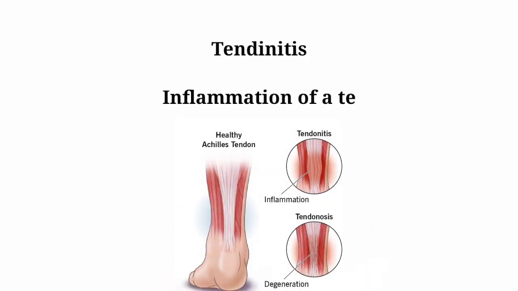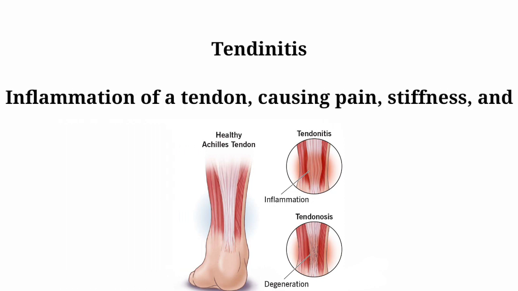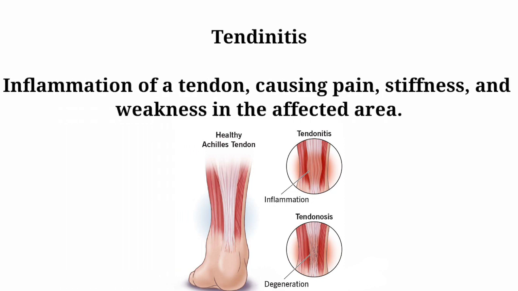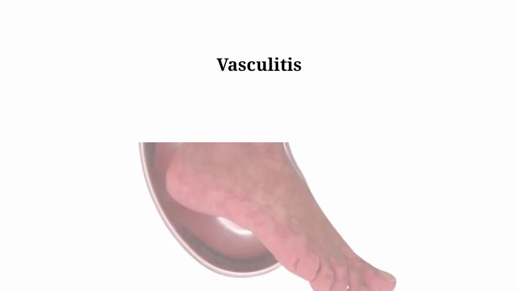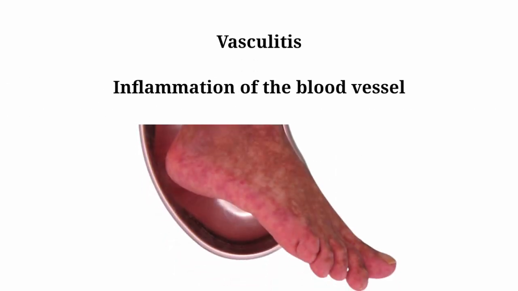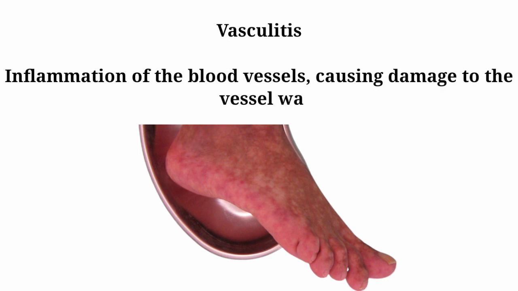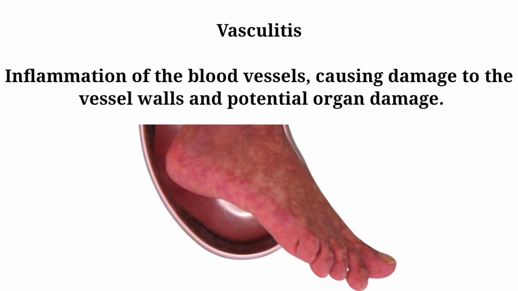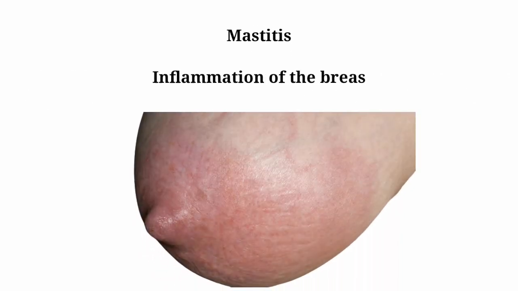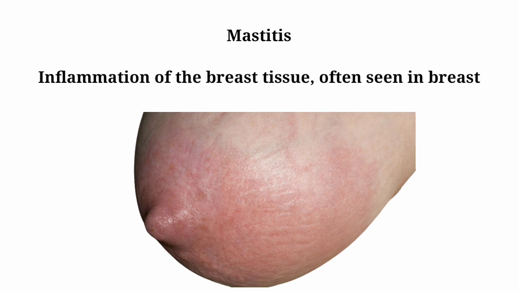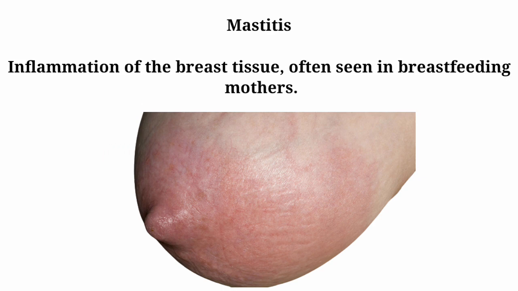Tendinitis, inflammation of a tendon causing pain, stiffness, and weakness in the affected area. Vasculitis, inflammation of the blood vessels causing damage to the vessel walls and potential organ damage. Mastitis, inflammation of the breast tissue, often seen in breastfeeding mothers.